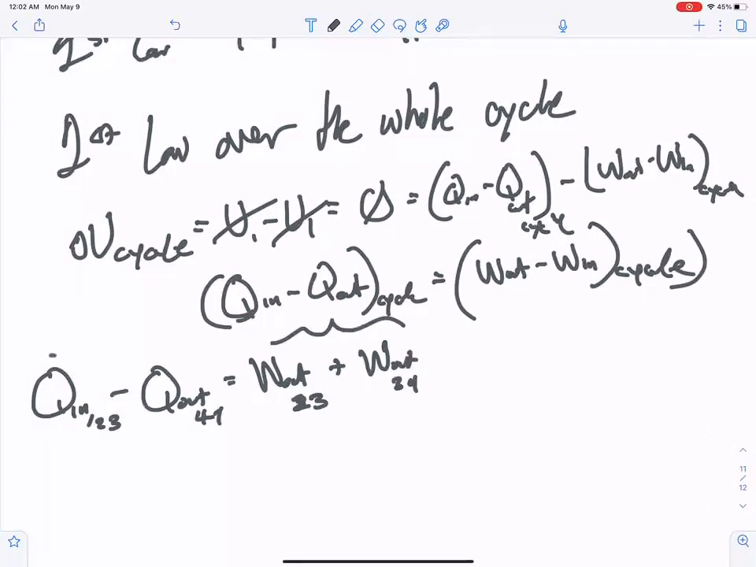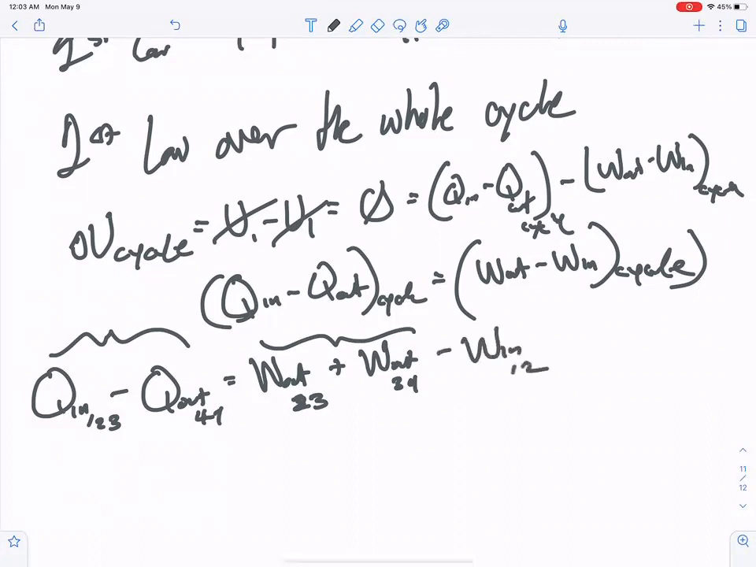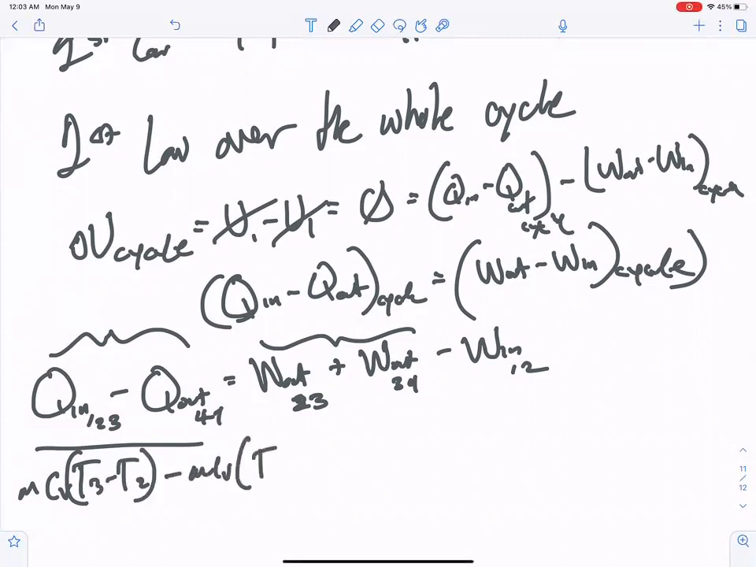The book skipped this because they just go to this, which is easier, but they don't explain what they're doing. These are both work out, and then work in from the first compression stage. The book just simply goes to these. Why? Because these are just simply, under the cold air standard, m C_V (T3 minus T2) minus m C_V (T1 minus T4, or whatever to make it positive).